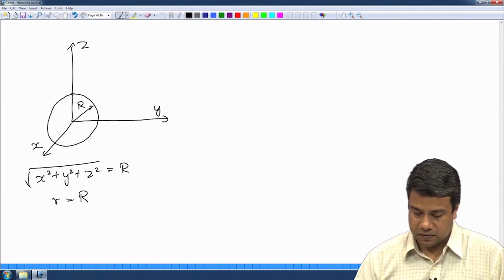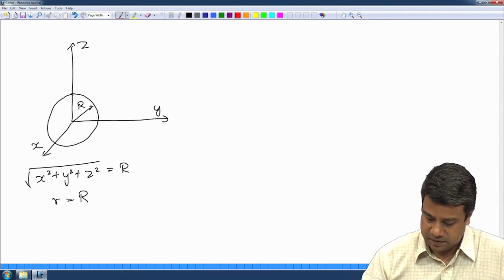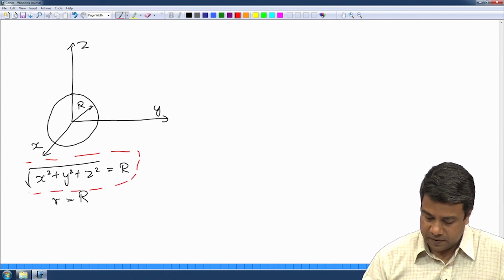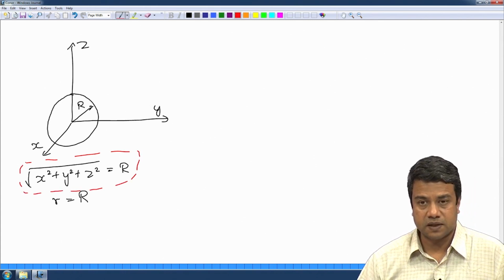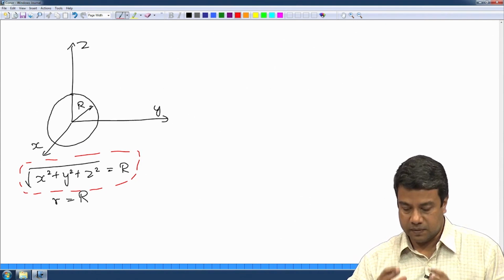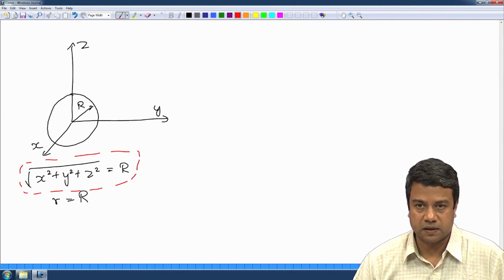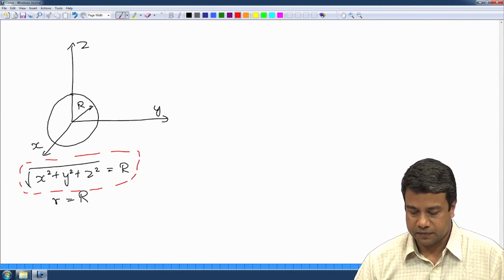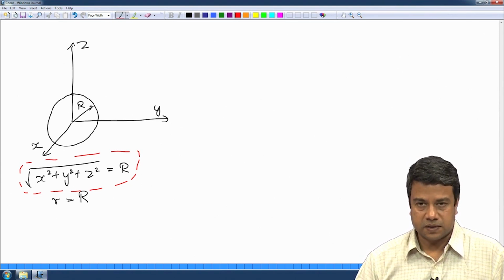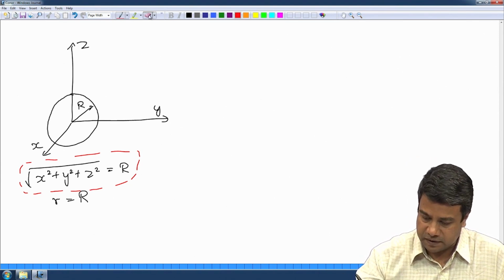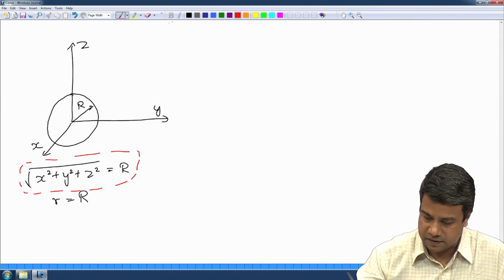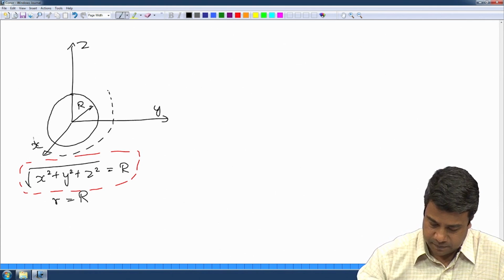So rather than having this as the boundary condition, it is preferable that we change our coordinate system so that this spherical surface becomes a surface of constant coordinate, r is equal to capital R. So in this coordinate system, the surfaces of constant coordinate are surfaces of constant r.